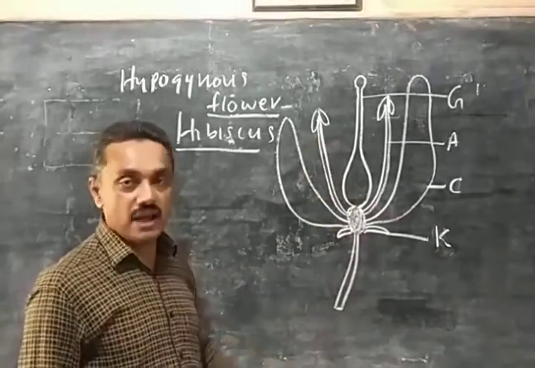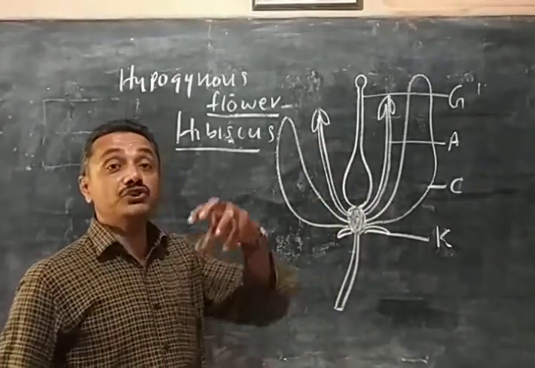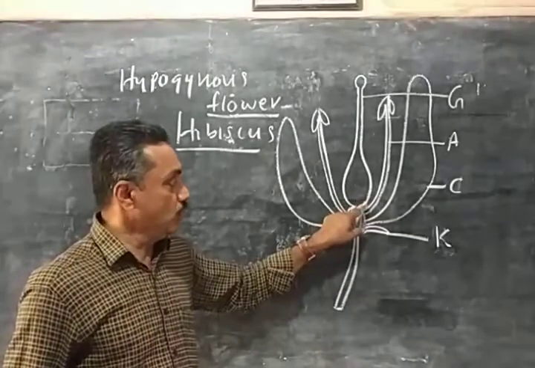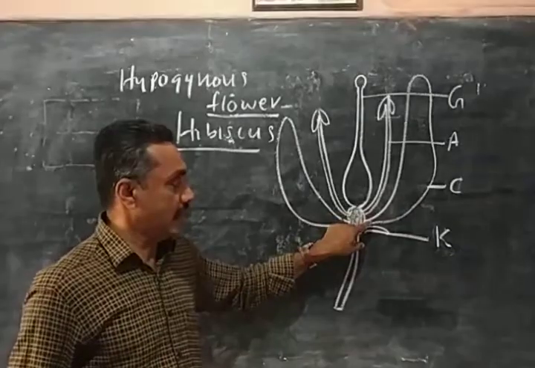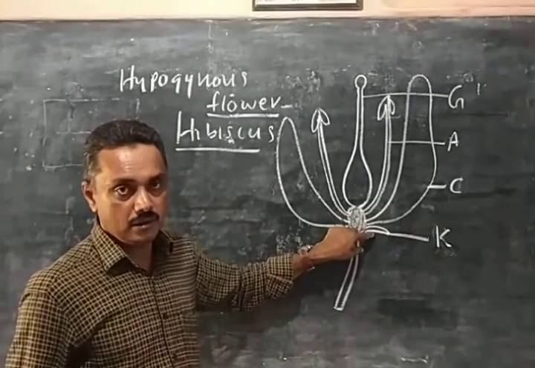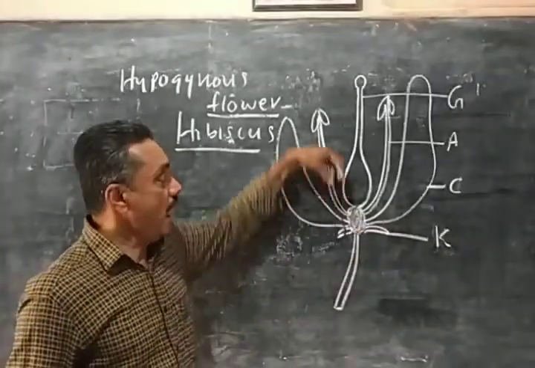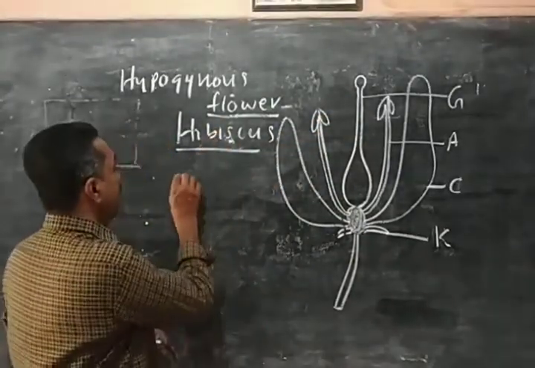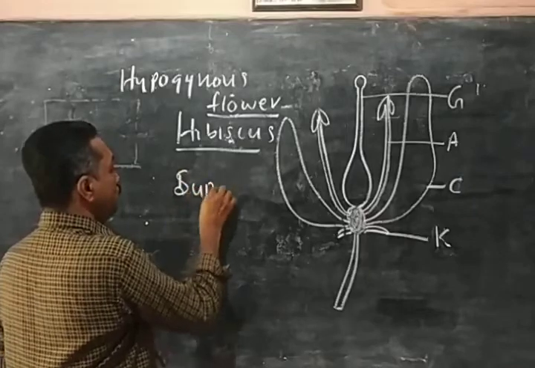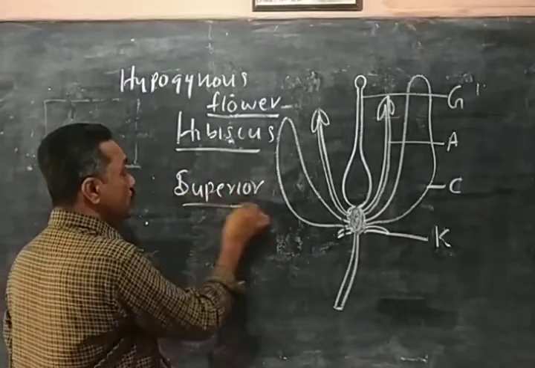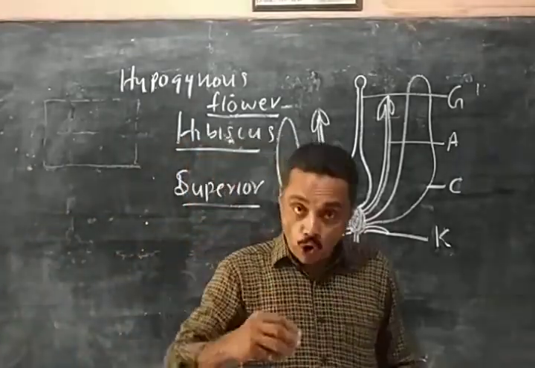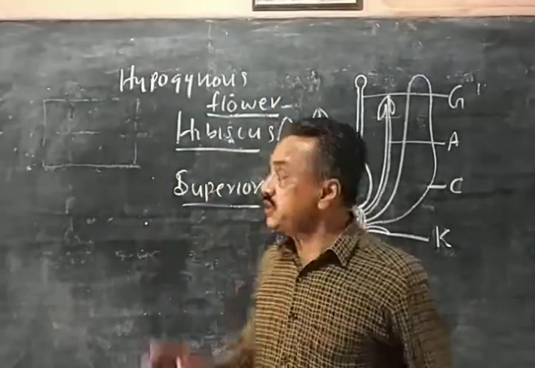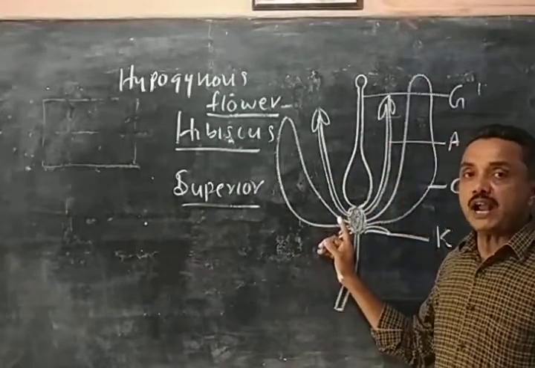So, here four parts are there. Which is the highest position? The ovary, gynoecium, occupies the highest position. Below that androecium, below that petal, below that sepal. Such flowers are called hypogynous. The ovary is said to be superior. What do you mean by superior? Occupying the highest position is called superior. So, such flowers are called hypogynous flowers.